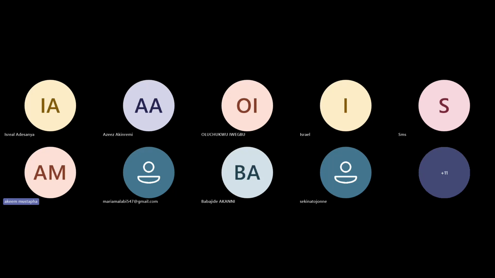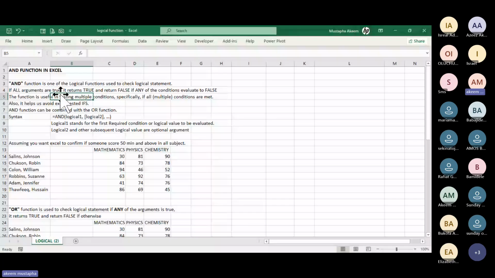So this is the second part of our training on day 2 of our Excel. We are going to look at logical functions. Logical functions are the functions in Excel that we can use to create logical statements, like if this happened, do this. If something else happened, do otherwise. That is basically what logical functions are all about.